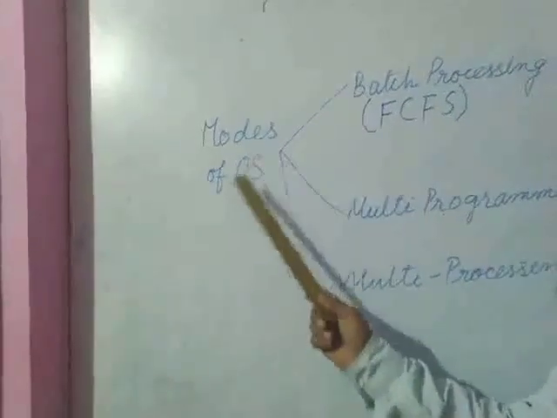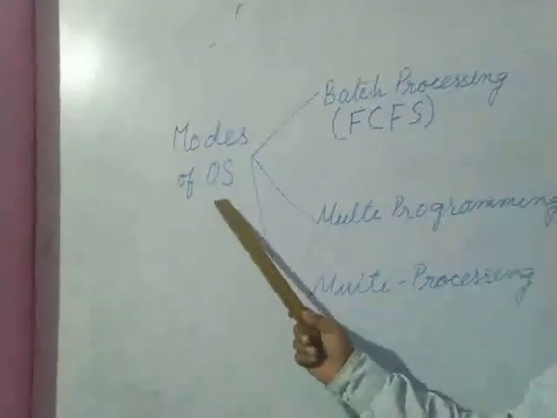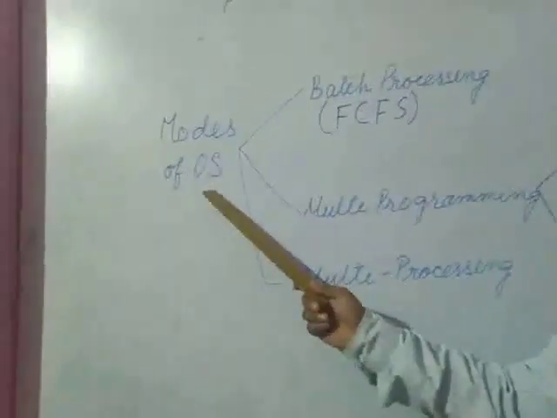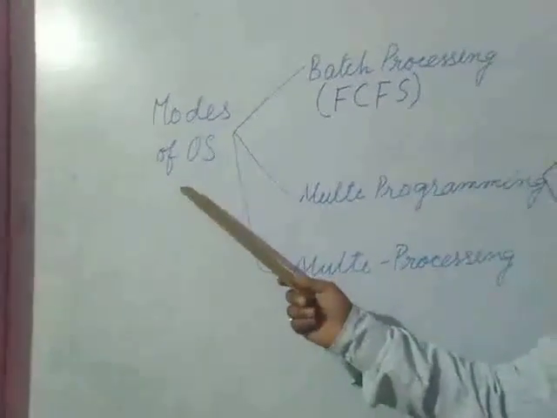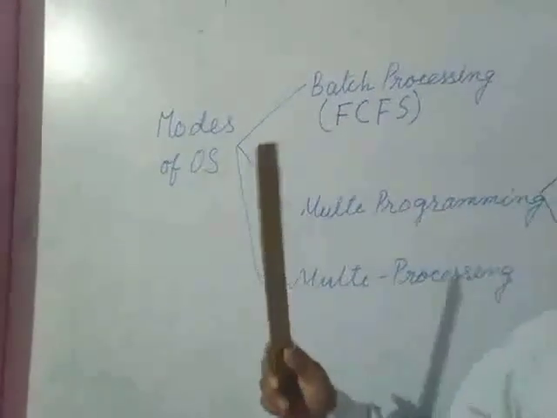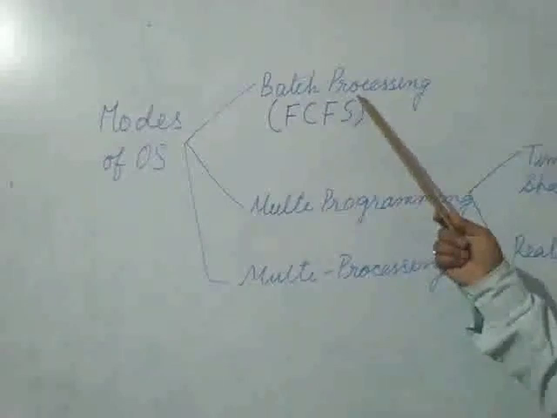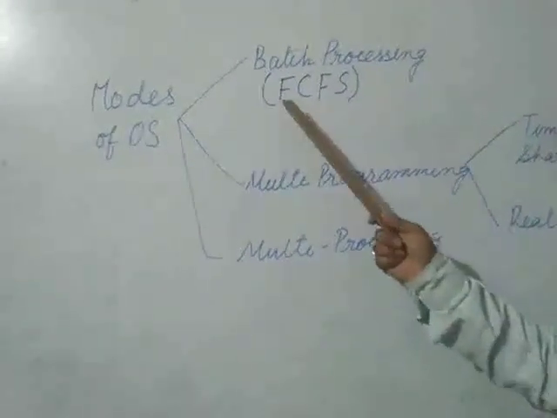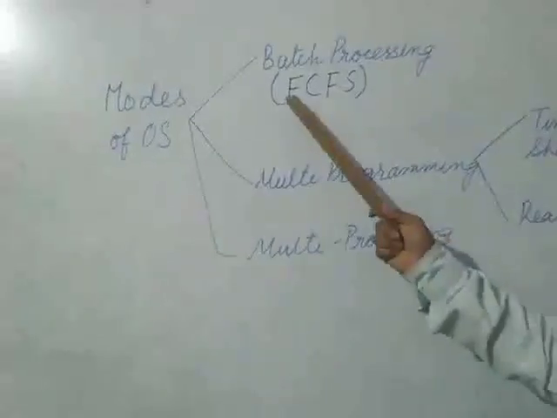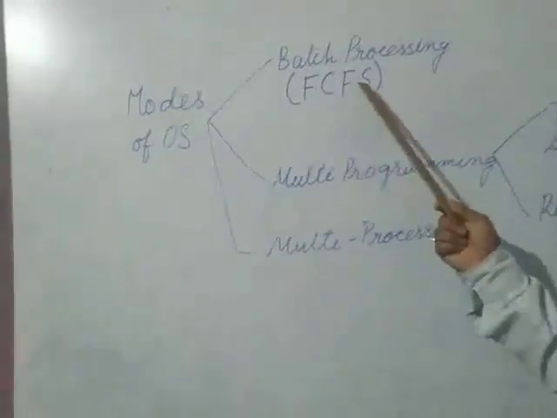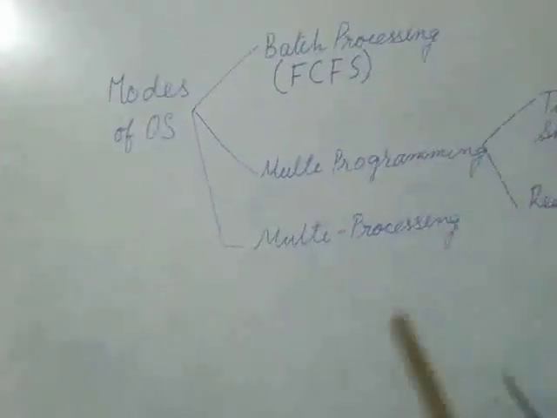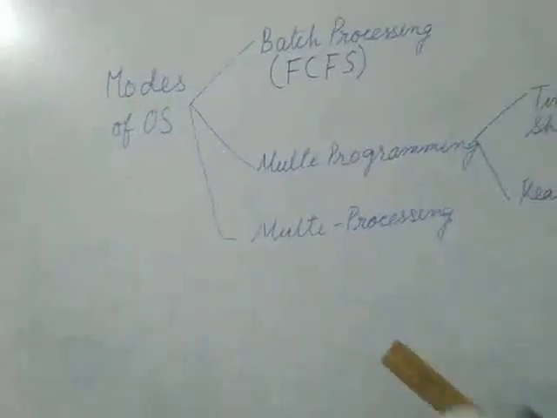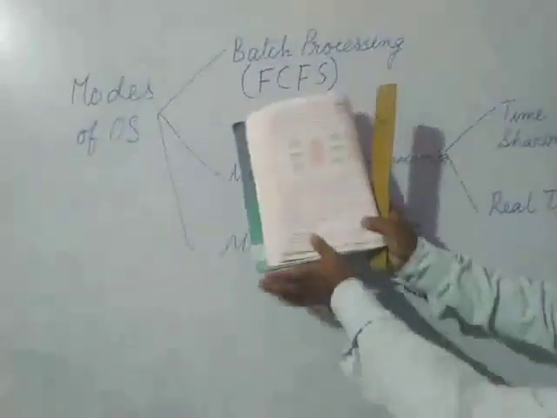Next topic: modes of operating system. Modes of operating system describe how the operating system performs different tasks in the computer. First topic is batch processing. Batch processing works on the principle of FCFS, first come first serve basis. This will be clearer with the help of the diagram.